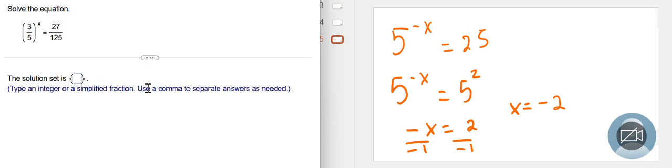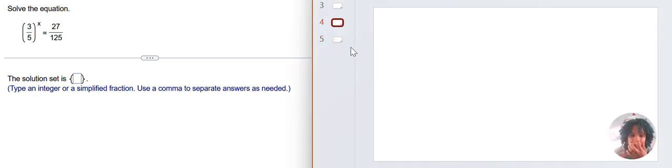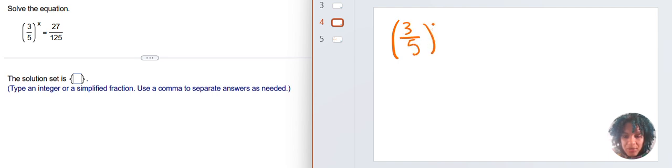So then I'm going to go to the next question, and I don't know why I started in number 5 instead of 1, but okay. So for this one, I need to rewrite (3/5) to the 3rd as 27 over 125. Okay, so this is where we want to be. We want to be at 3 over 5. That's what we want. So it kind of gives us a hint.